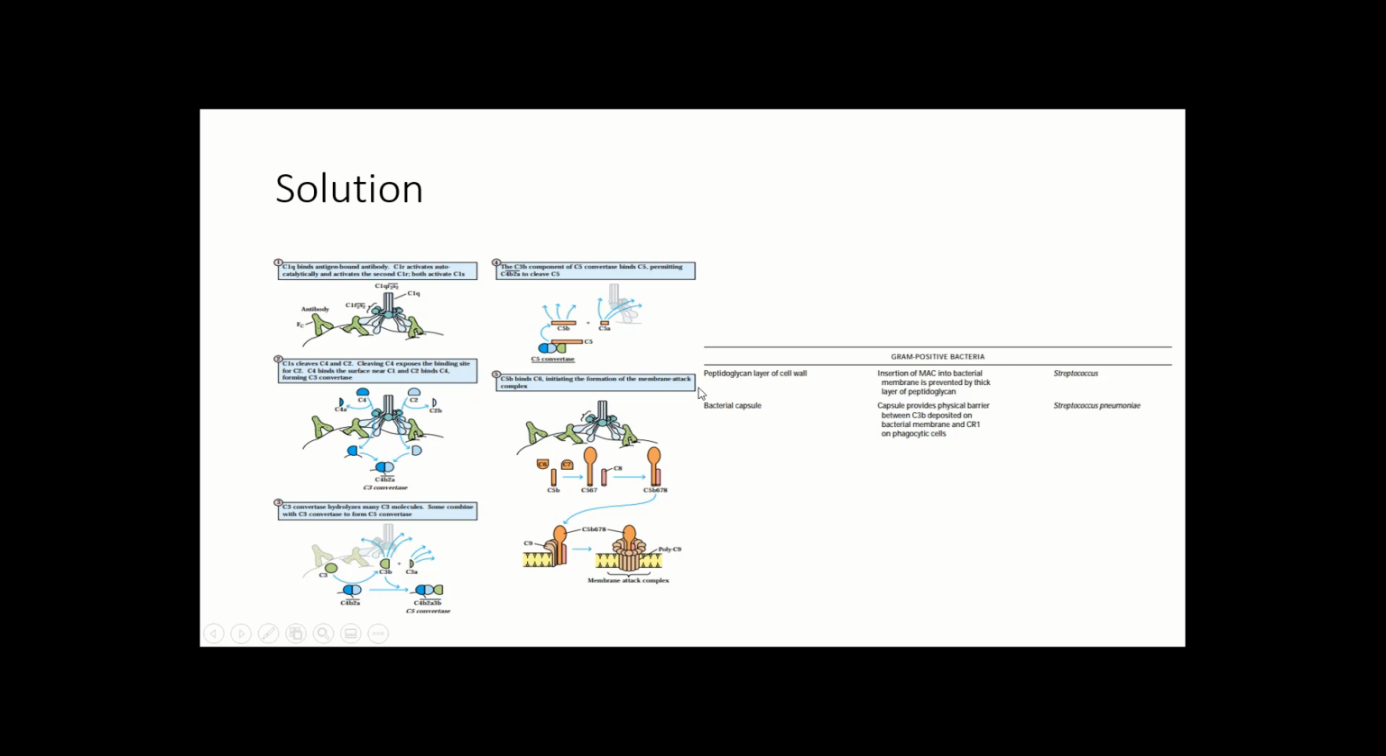But some bacteria are resistant to this immune system. The example is gram-positive bacteria, because as you know, gram-positive bacteria have a thick peptidoglycan layer in the cell wall. So this thick cell wall inhibits or prevents the insertion of the MAC, or membrane attack complex, into the bacterial membrane. Because of their thick peptidoglycan cell wall layer, they inhibit the insertion of the MAC into the bacterial cell membrane, right? So that's why it can inhibit this complement-mediated cell lysis.